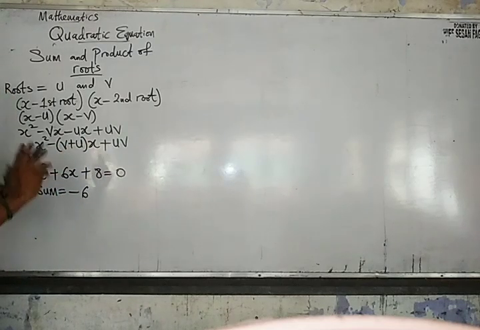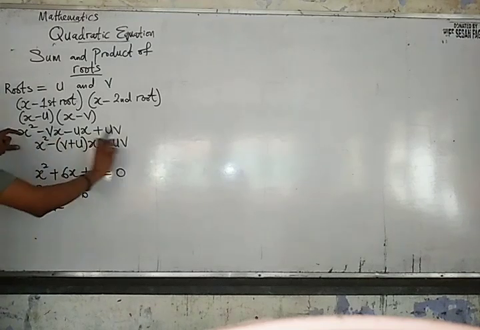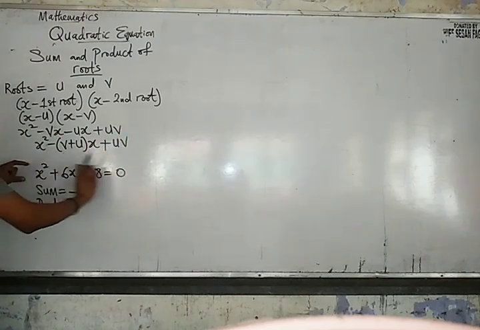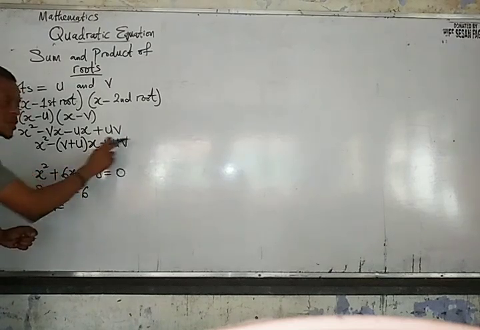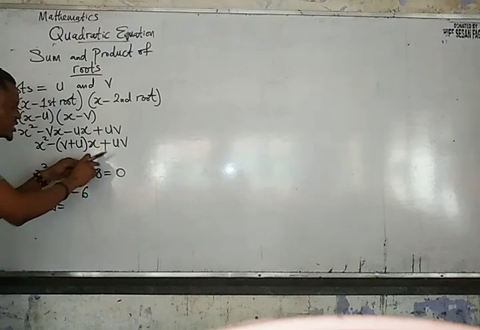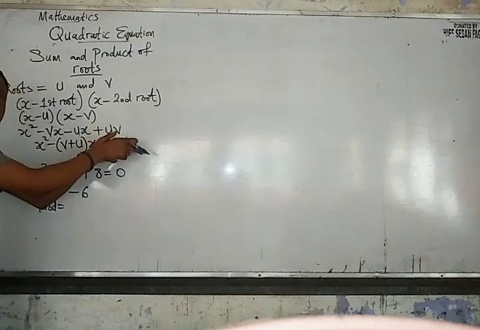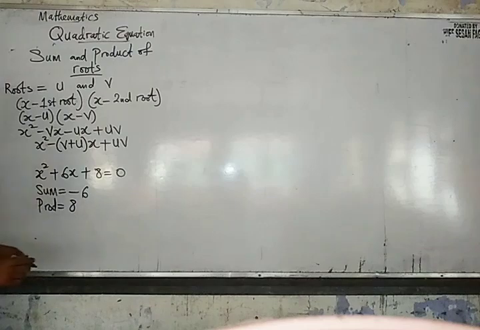And automatically, the product of this equation is going to be u multiplied by v, and u multiplied by v is taking this position, or this constant is taking the position of u multiplied by v. That means the product is going to be 8.